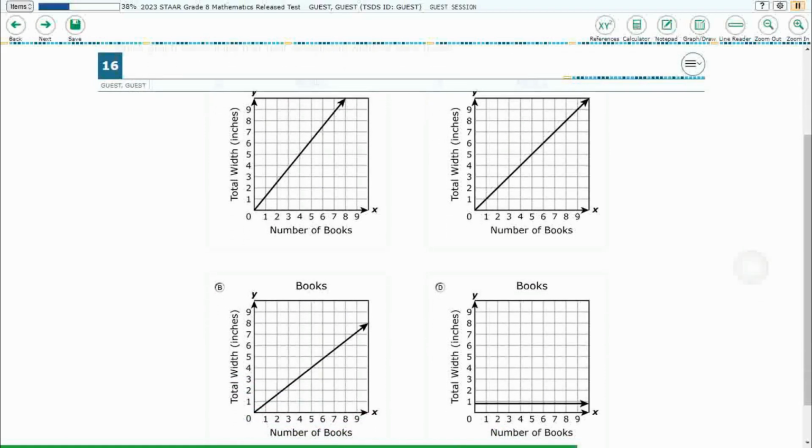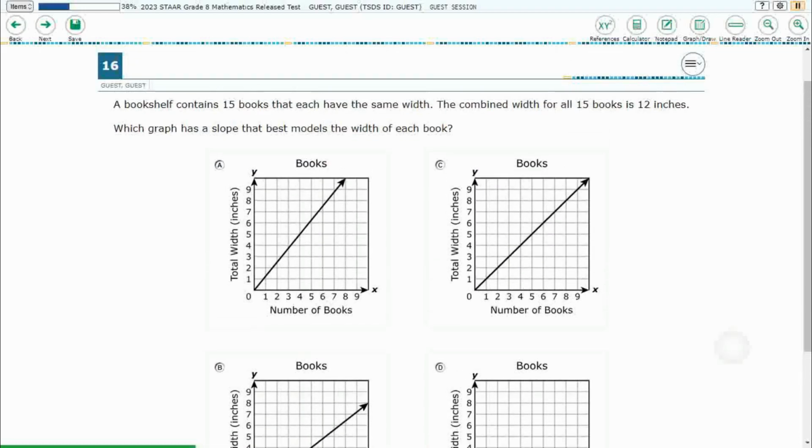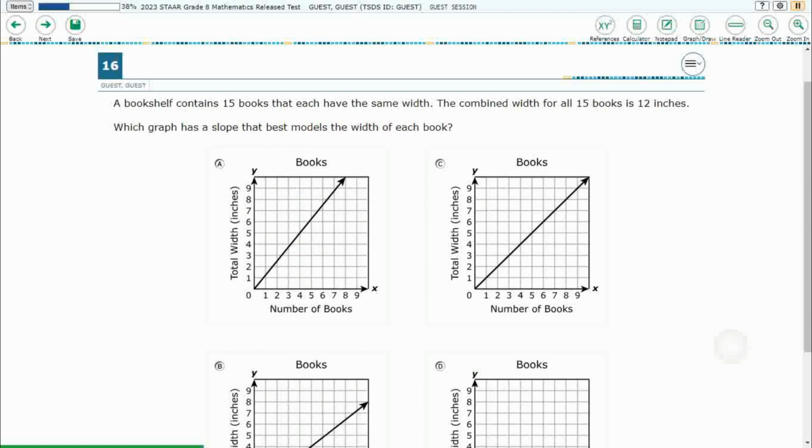If you haven't done so already, please go ahead and take a moment to pause the video, work this problem out on your own, unpause it, and we will look at our answers together.